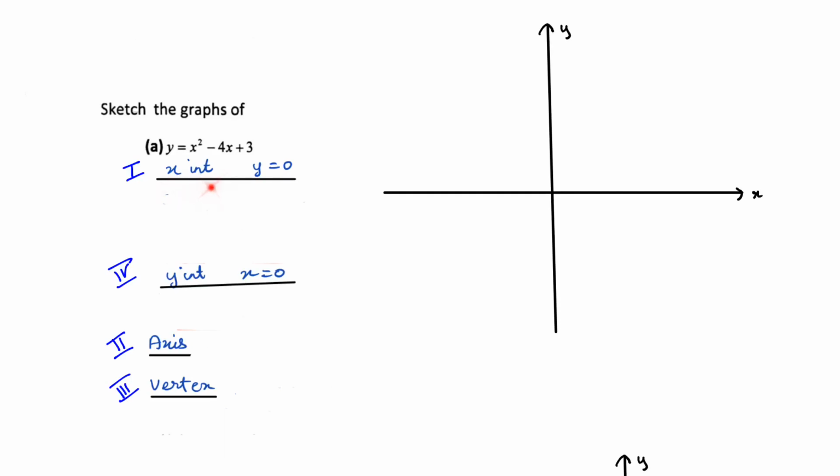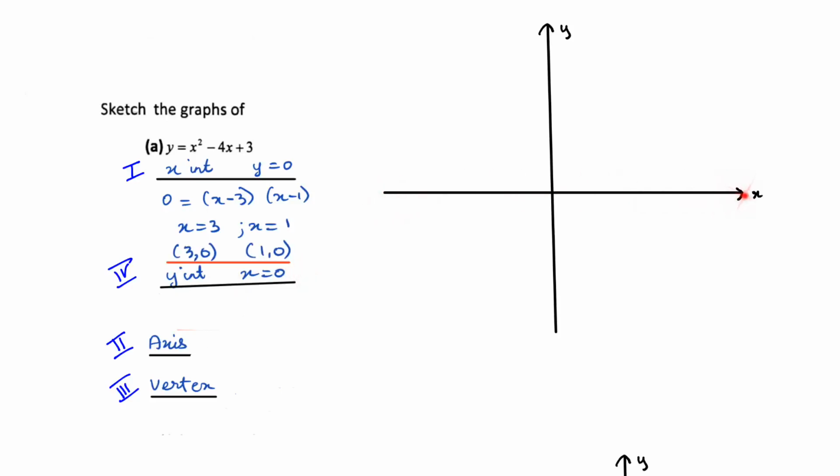To find the x-intercept, in place of y, we are going to substitute 0. When you put 0 here, you will get 0 is equal to x squared minus 4x plus 3. To factorize this, you can use the calculator to do it. When you do it, you will get x minus 3 and x minus 1. So the two values of x are x is 3 and x is 1. You have to write it in a coordinate form, 3, 0 and 1, 0.